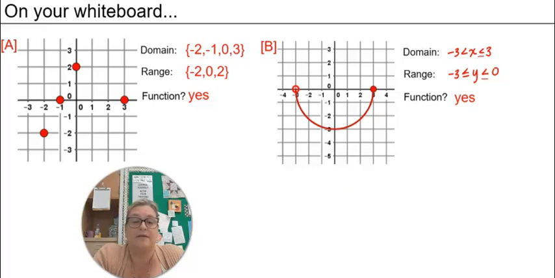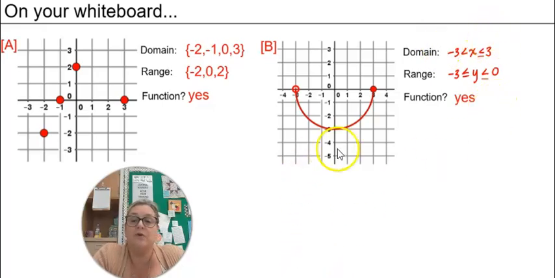Okay, now looking at example B, our domain, we're going from -3 to +3, and we can see this is an open circle here at -3, so there's no equals. -3 is strictly less than x. We have a closed circle at +3, so that end does get an equals. So the x's are less than or equal to +3. So bounded interval, open at -3, closed at +3.